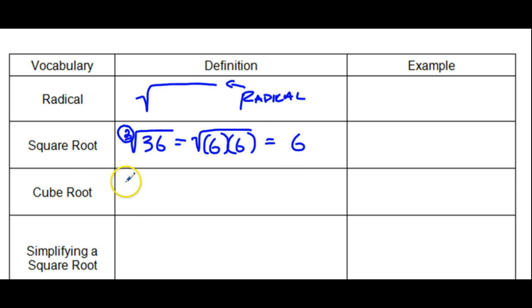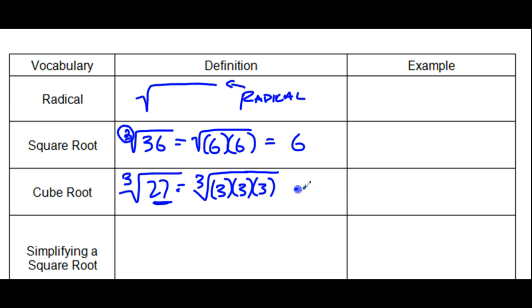So let's look at cube root. The cube root of 27. We already know that we can plug this into the calculator to get our answer. But what really happens is that the cube root of 27 is the same thing as multiplying one number 3 times to get 27. In this case, it's 3. Hence, our answer: the cube root of 27 is 3.